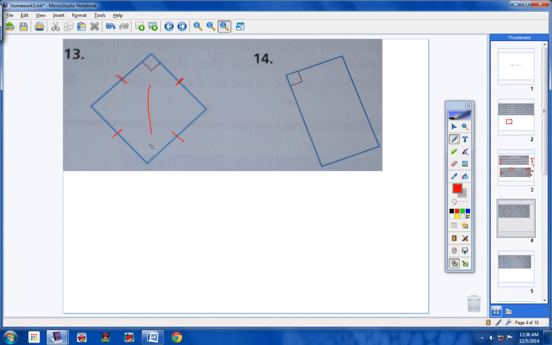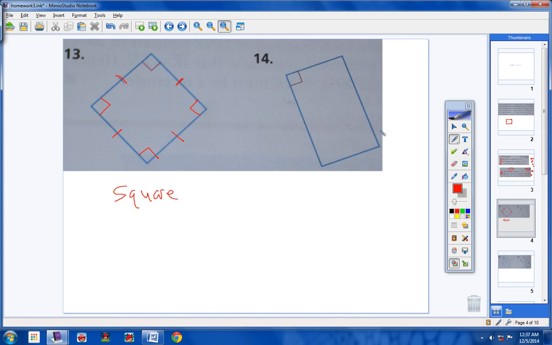Also in a parallelogram, opposite angles are congruent. So if this is 90 here, this is 90 over here. Also in a parallelogram, consecutive angles are supplementary. So if this is 90 here, this has to be 90 here. And then diagonal opposite angles are congruent. This has to be 90. Students, what do we have here? We have a square. Okay?